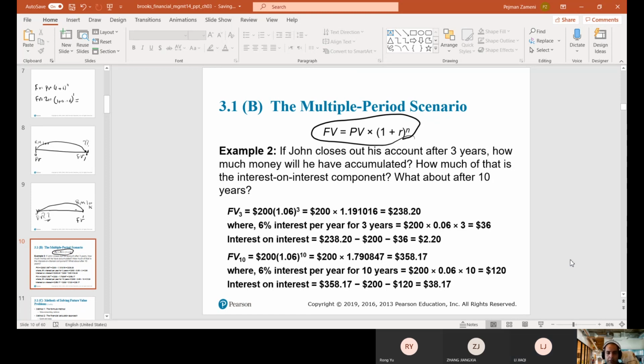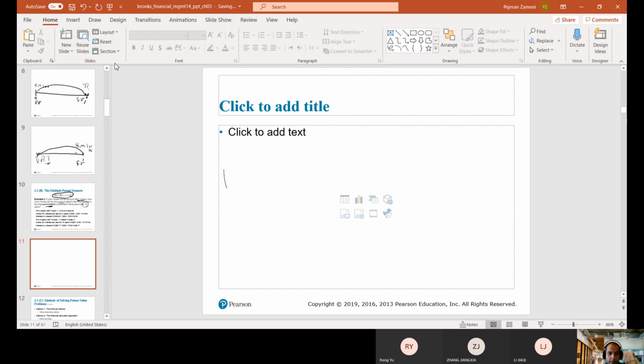If John closes out his account after 3 years, how much money will he have accumulated? How much of that is the interest on interest component? What about after 10 years? Okay, he is going to deposit 200 ringgit right now, isn't it? Based on this question, let me close it down. The question says that right now he has how much in his account?